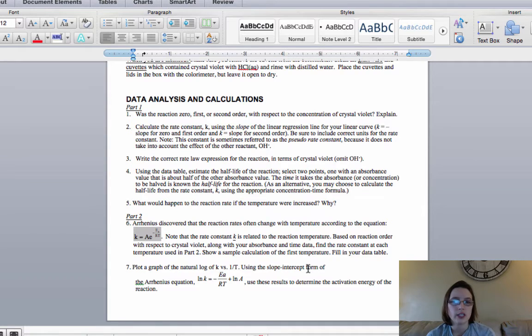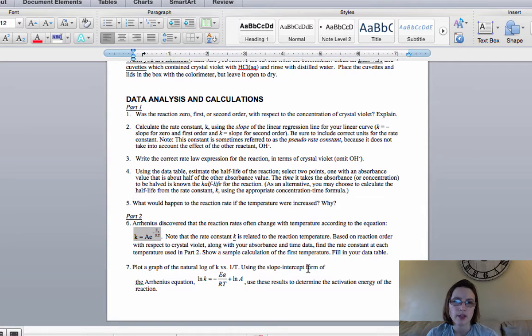Question 2, calculate the rate constant K using the slope for your linear curve. Be sure to include correct units. And then with number 2, make sure you show your work for that. So if you use the y2 minus y1 over x2 minus x1, make sure you show that and I know what points you're using.